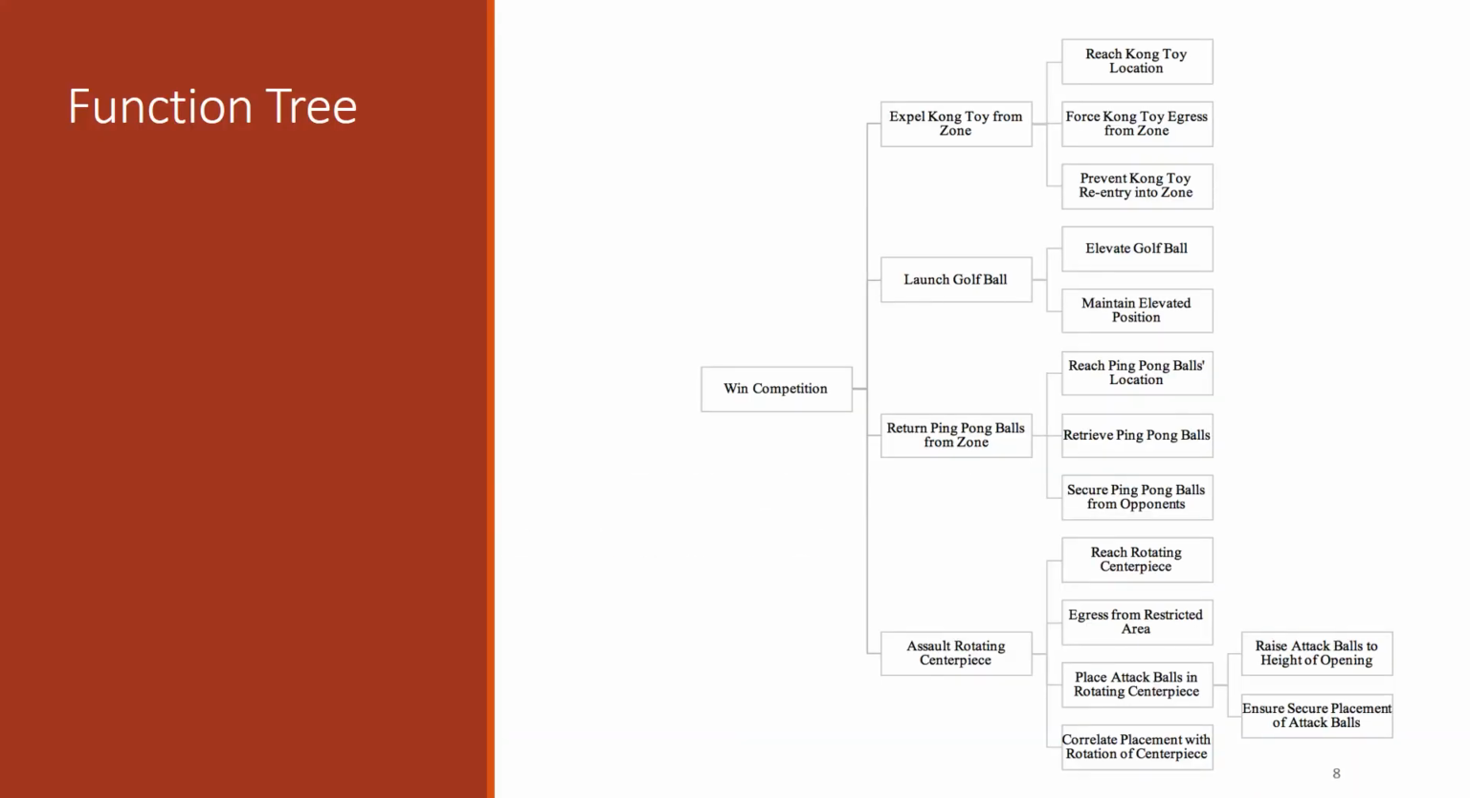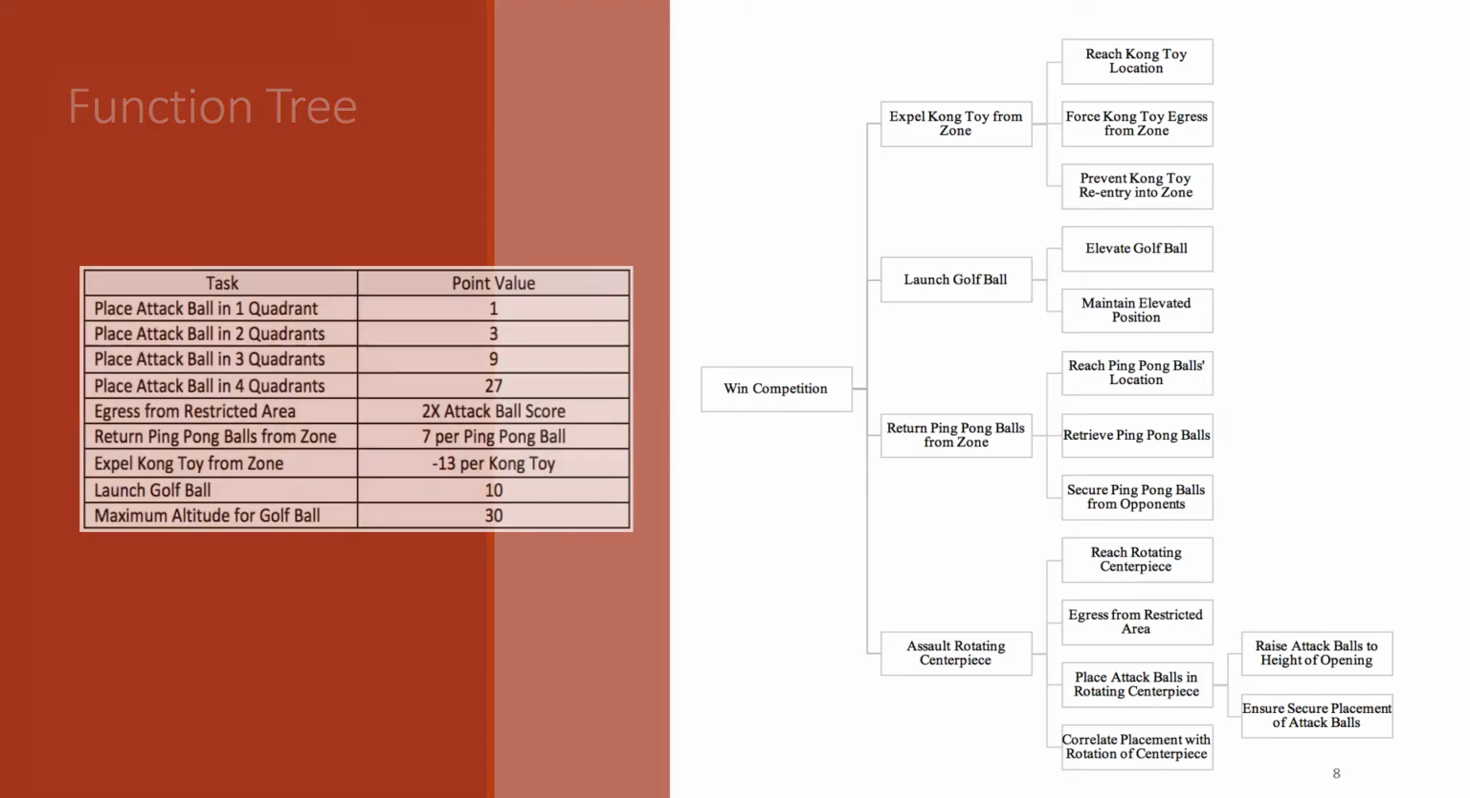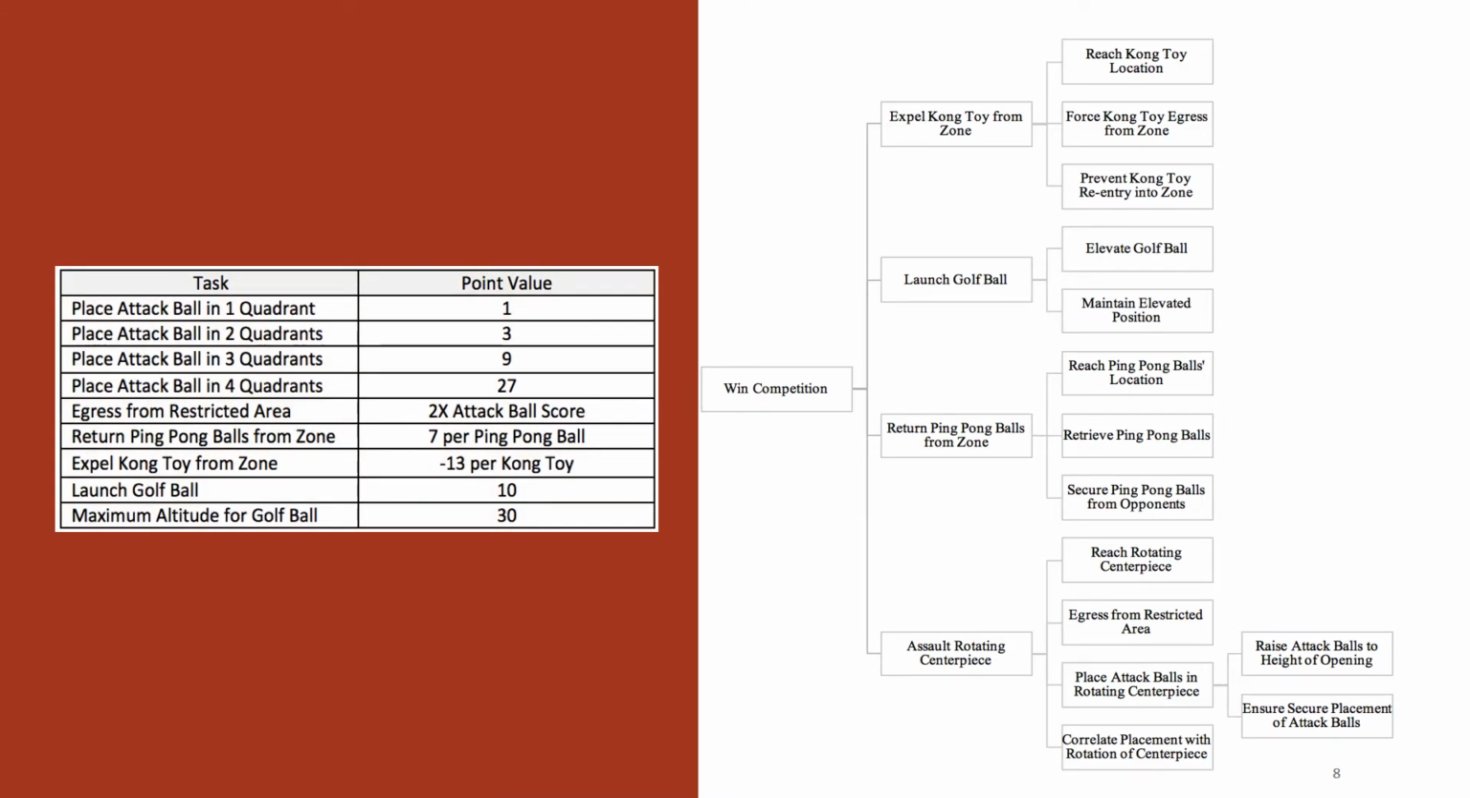The function tree identifies the device's main functional requirements introduced earlier and then further deconstructs these into individual tasks. It is evident from the function tree that the task to assault the rotating centerpiece is the most robust function as the tree is the largest relative to the other functions. According to the scoring breakdown, summarized here, the maximum points for this task can only be obtained by successfully completing all tasks in that function's tree.